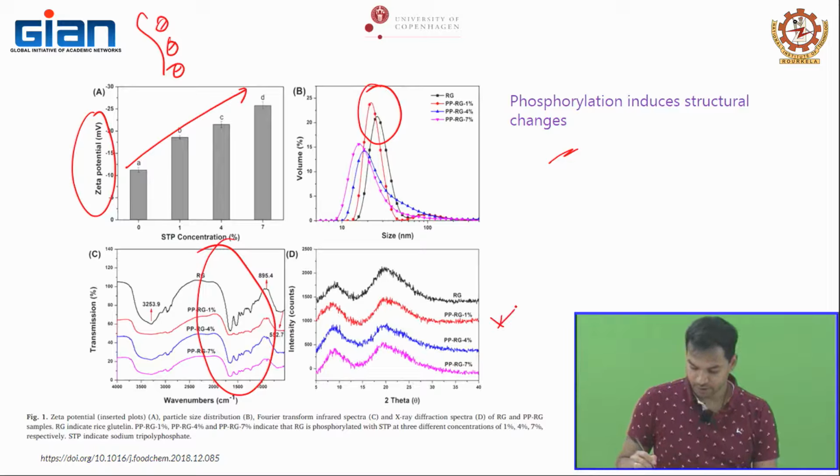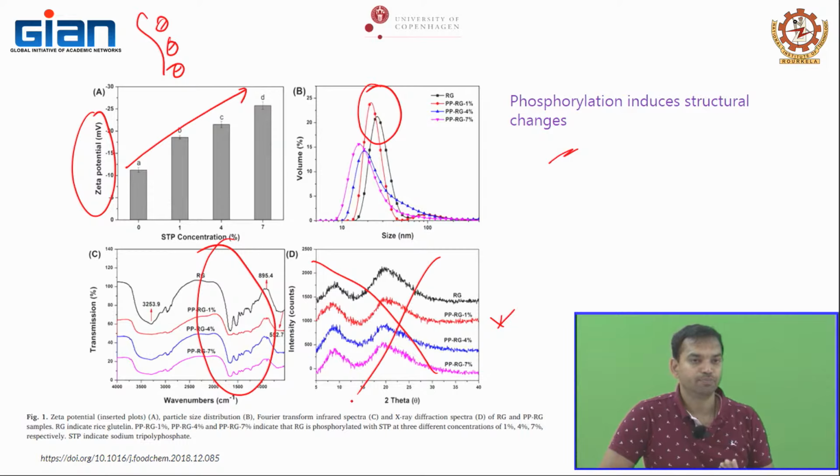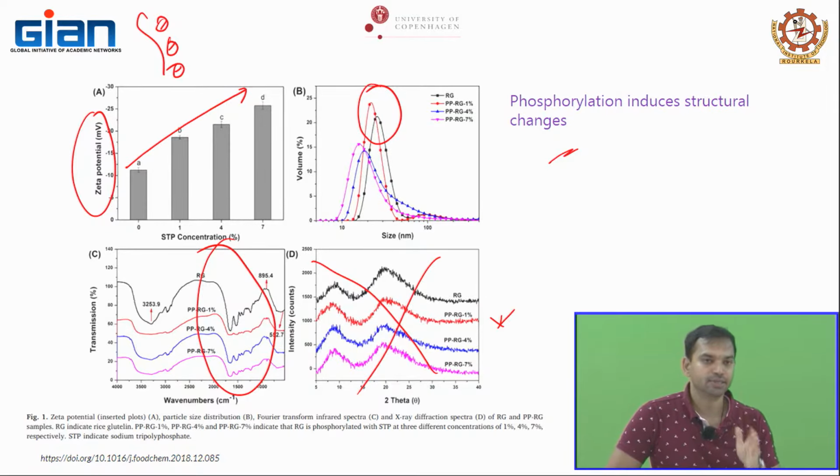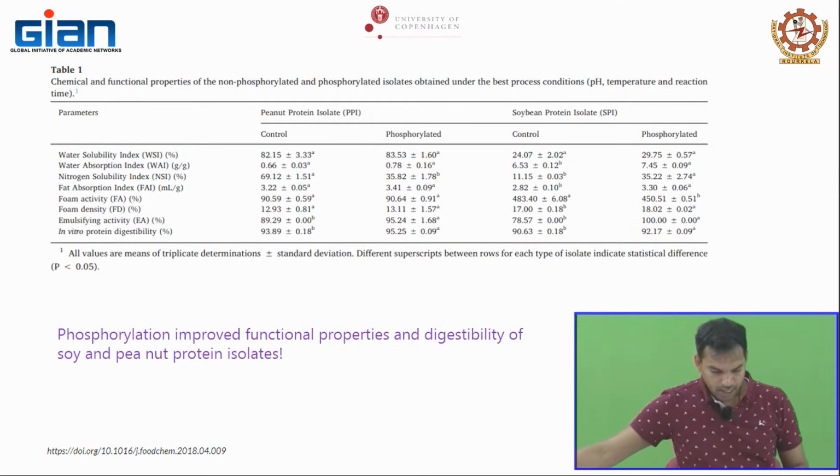And this one I have not covered, so ignore it for now, it is XRD. Okay. So, the take home message is that phosphorylation changes protein structure and surface charge. The change in the surface charge and the structure changes the functional properties. I hope I have some example.